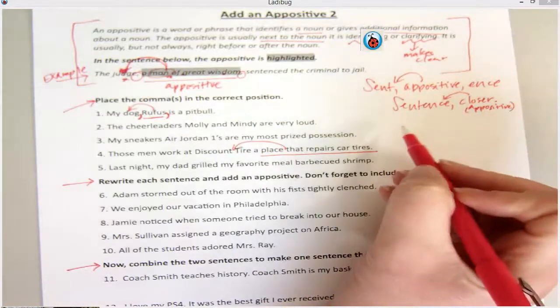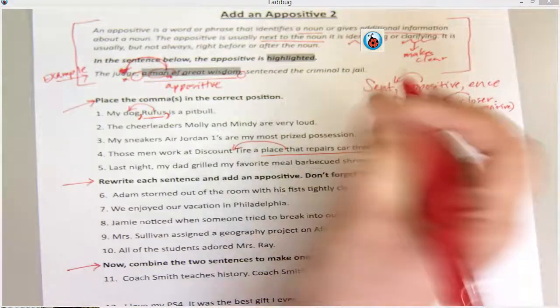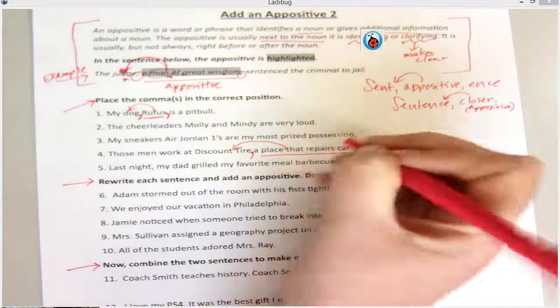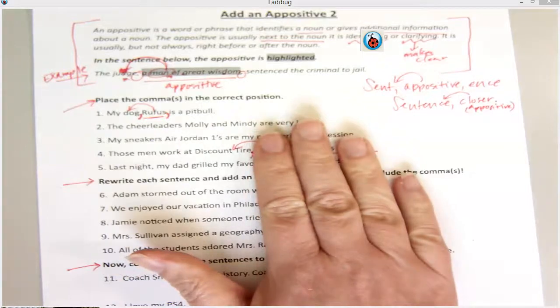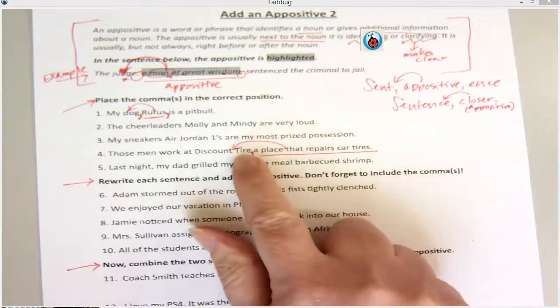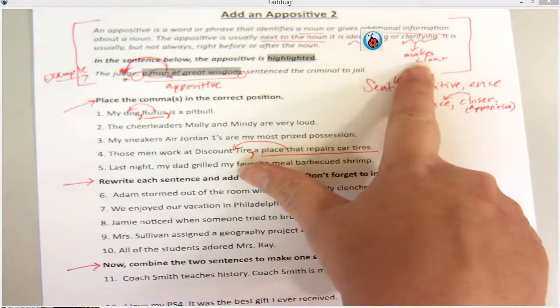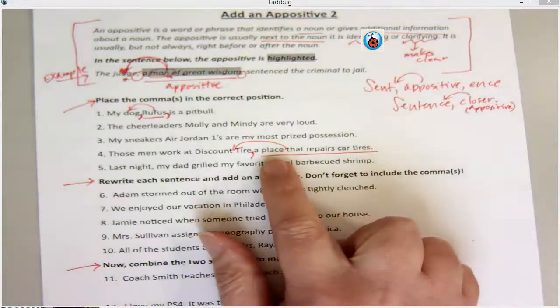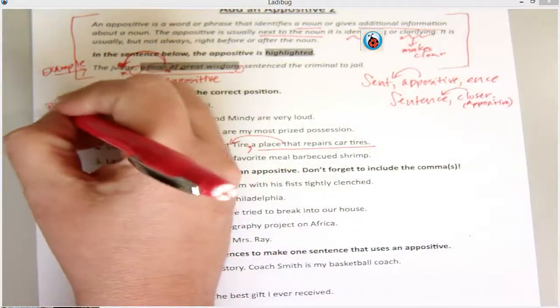And so I need to show, right back up here, that it's a closer, it's at the end. I need to put a comma right here so that if I cover this up, those men work at Discount Tire. Those men is the subject, work is the verb. That's a sentence. This is just extra information that describes what Discount Tire is. It renames or identifies, it clarifies. Remember, it clarifies, it makes clear. Just in case you didn't know what Discount Tire is, it's a place that repairs car tires. Okay? So that was part 1.